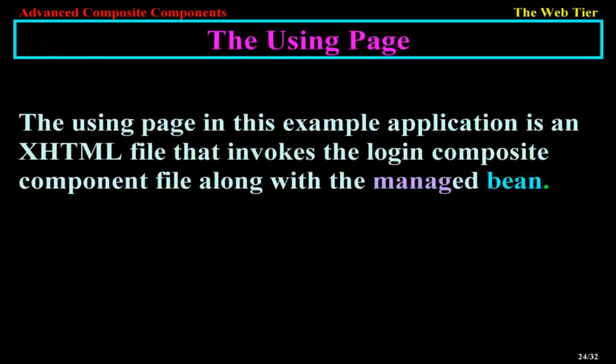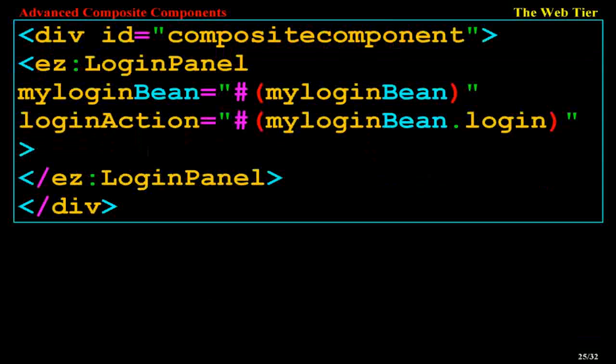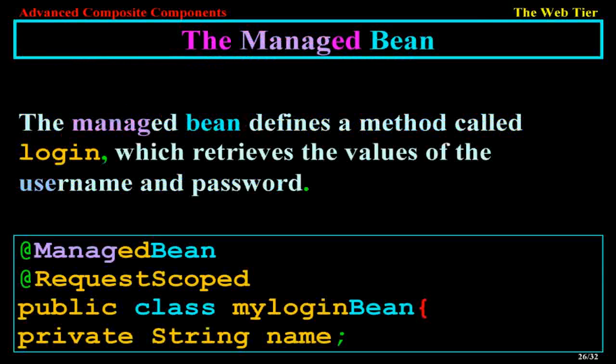The using page. The using page in this example application is an XHTML file that invokes the login composite component file along with the managed bean. div id equals compositeComponent, ez:loginPanel myLoginBean equals #{myLoginBean}, loginAction equals #{myLoginBean.login}, /ez:loginPanel /div. The managed bean. The managed bean defines a method called login, which retrieves the values of the username and password.